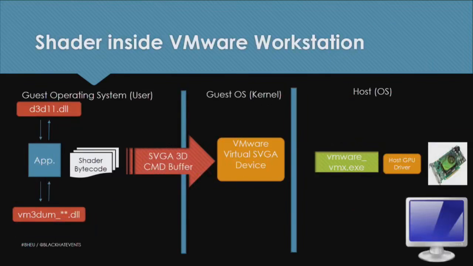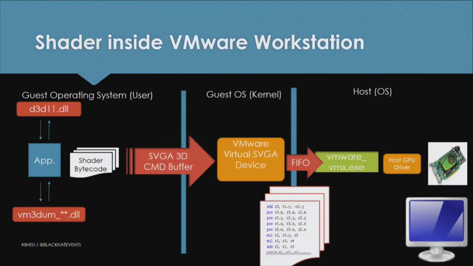Now we are going to talk about what happens if we render a shader inside VMware Workstation. In the guest OS, when any application uses a shader, it uses several user mode APIs to process the shader. The shader first gets compiled, and what we get is shader bytecode. Once the shader is compiled, some VMware specific libraries come into the picture, which pack the shader into an SVGA 3D command buffer. The buffer gets passed to the kernel mode component of the device, in this case the virtual SVGA device. Once this is passed, this fake GPU will pass the 3D command buffer to the host for processing.